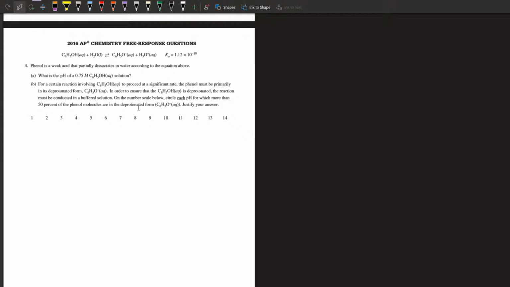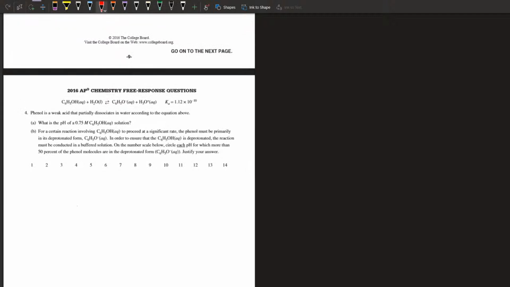Now let's just get to number 4. Phenol is a weak acid that partially dissociates in water according to the equation above. What is the pH of a 0.7 molar C6H5OH aqueous solution? So we know here that Ka is equal to products over reactants, all aqueous ones. So this is going to be over, since H2O is a liquid, we can leave that out, C6H5OH. And when we make an ice table, let's write out the reaction again, and let's ignore the H2O.